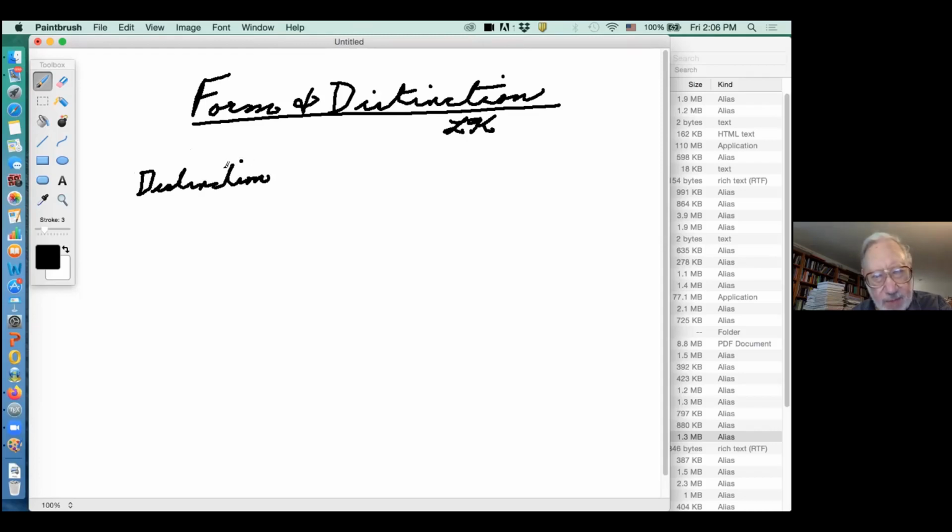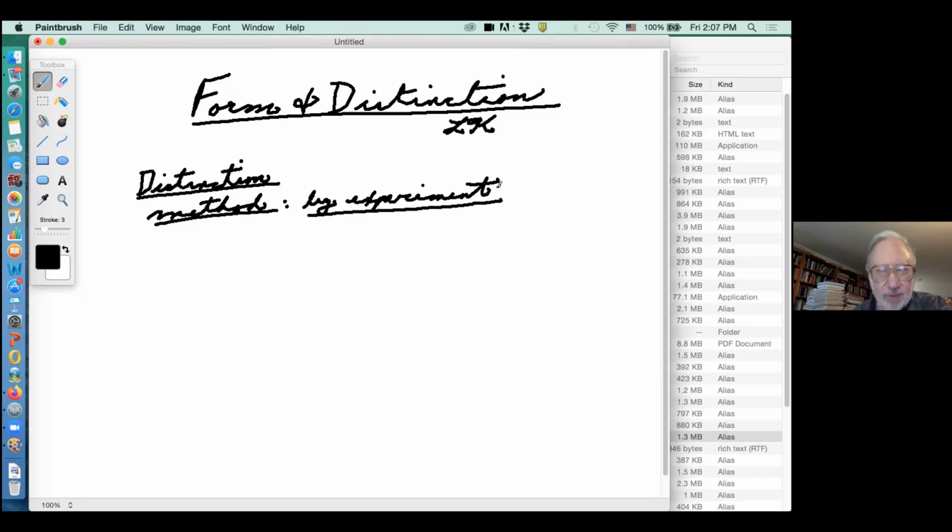And I have to explain the method. The method is by experiment. That is, I wish to look at some things that we would call distinctions. And I want to think about what happens when a distinction is made. That's one part of it.